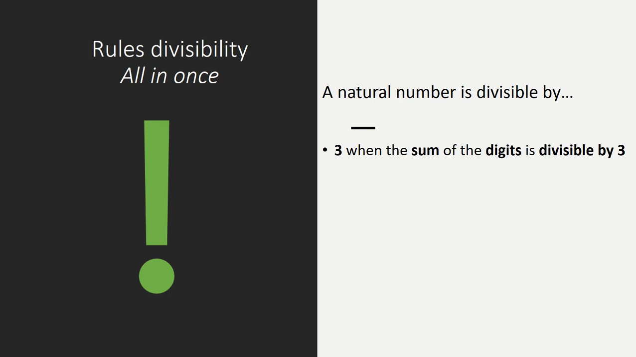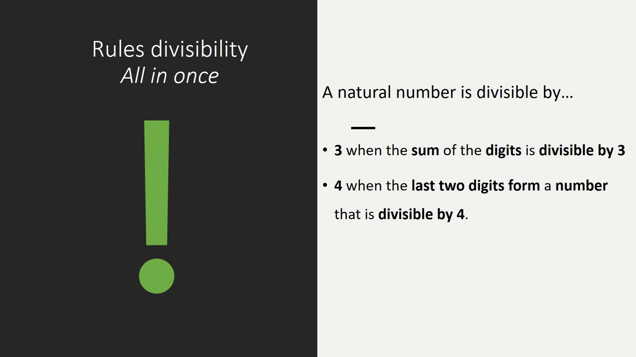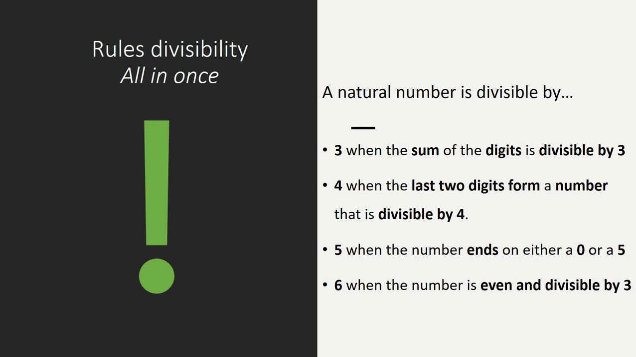So, a natural number is divisible by 3 when the sum of the digits is divisible by 3. By 4 when the last two digits form a number that is divisible by 4. By 5 when the number ends on either a 0 or a 5. By 6 when the number is even and divisible by 3. And by 9 when the sum of the digits is divisible by 9. Make sure that you copy this in your notebook and highlight them.